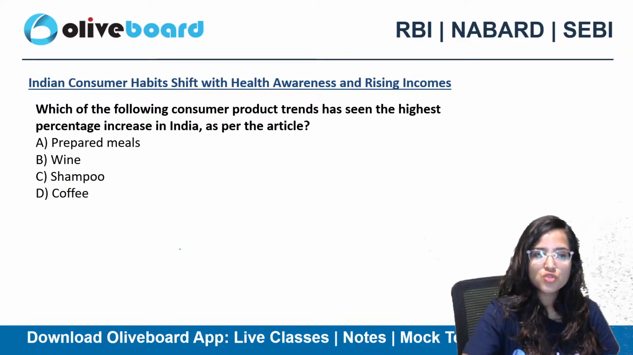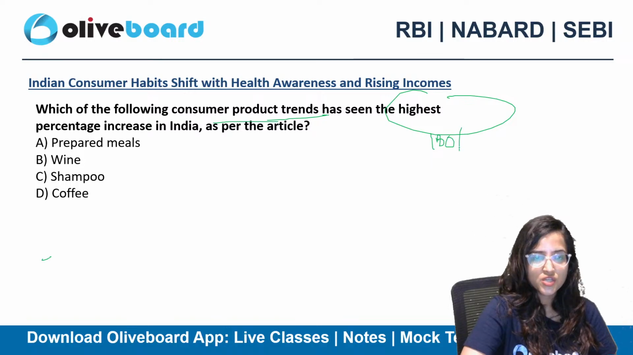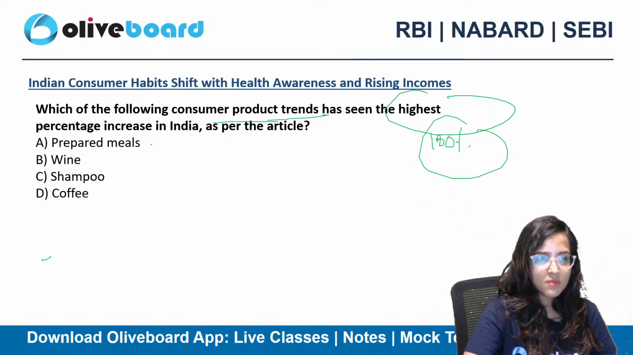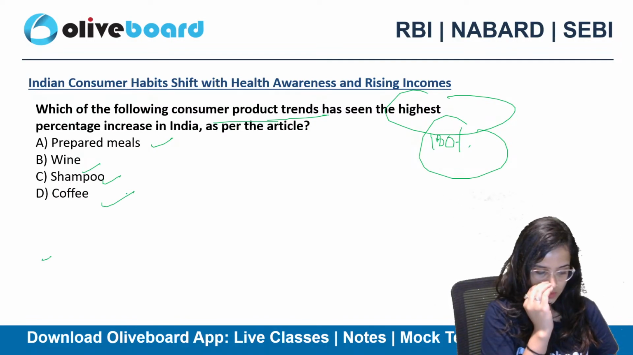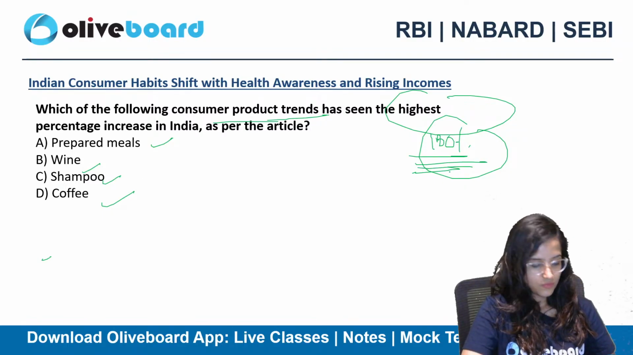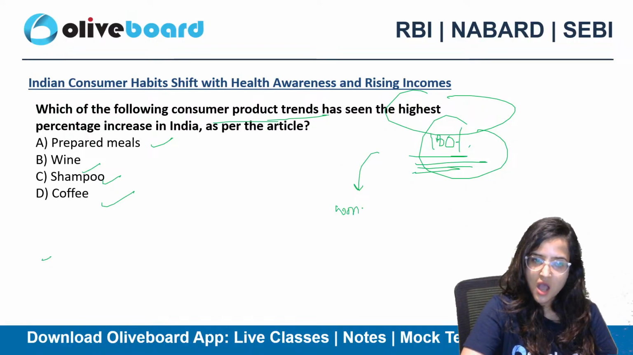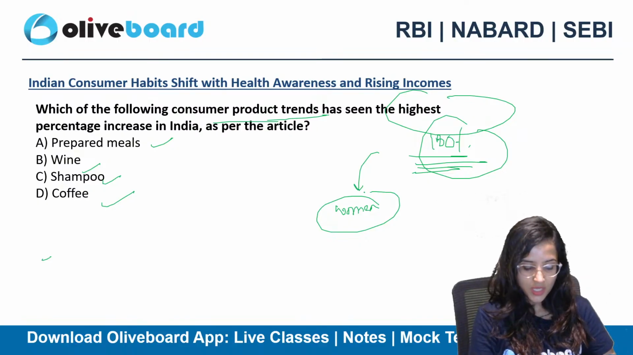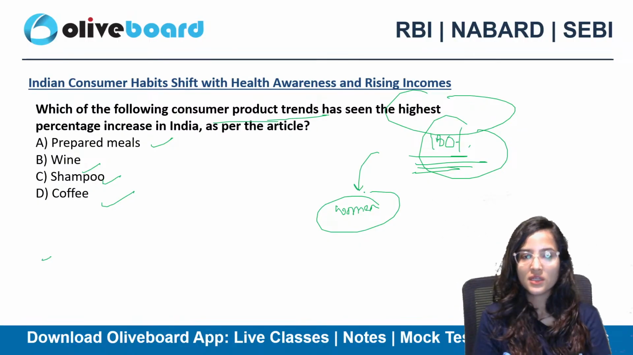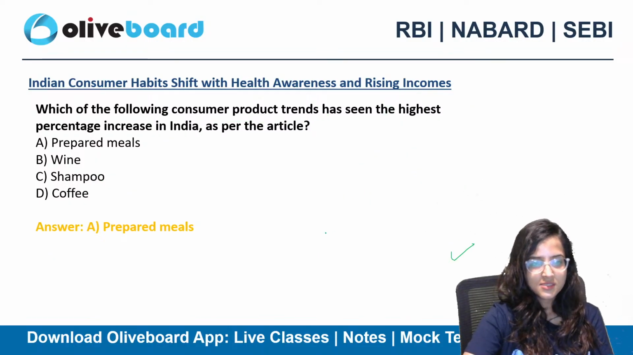Which of the following consumer product trends has seen the highest percentage increase in India as per the article? Which consumer product trend has seen the highest percentage? We saw a 180% increase. Prepared meals, wine, shampoo, or coffee? What is the answer? And we also saw the reason: women are maybe entering the workforce. Both men and women are working, and therefore there's an increase in cooked meals, prepared meals. Absolutely correct, everyone. Prepared meals is the correct answer.